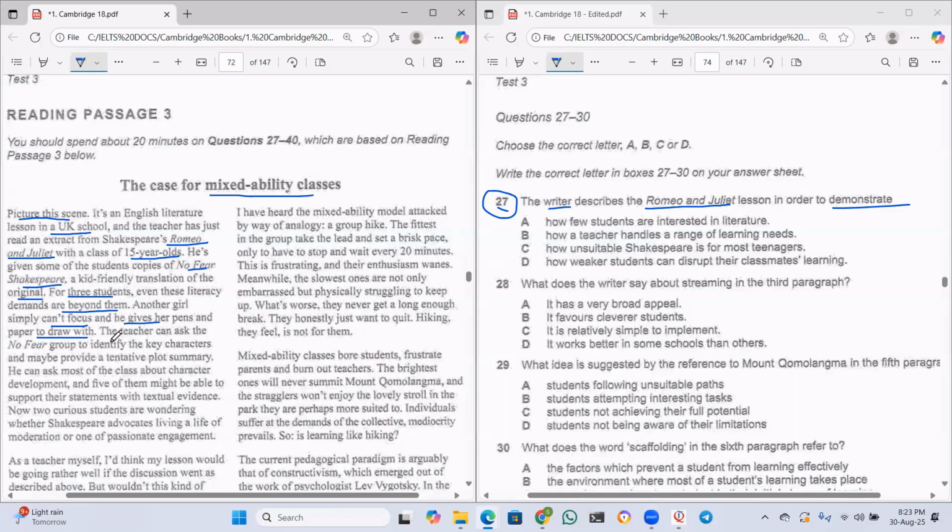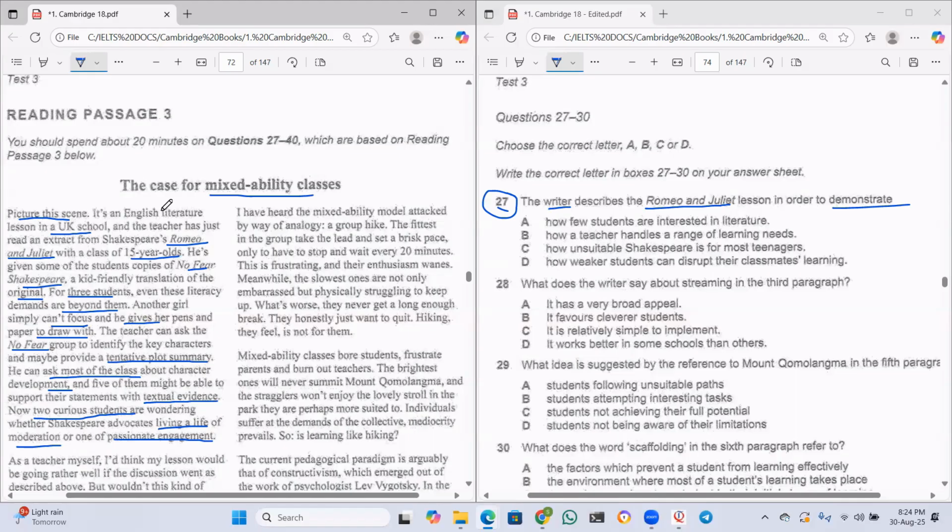The teacher can ask the No Fear group to identify the key characters and maybe provide a tentative plot summary. He can ask most of the class about the character development, and five of them might be able to support their statements with textual evidence. Now, two curious students are wondering whether Shakespeare advocates living a life of moderation or one of passionate engagement. Okay. So here in this paragraph, he is mentioning different types of students, right?